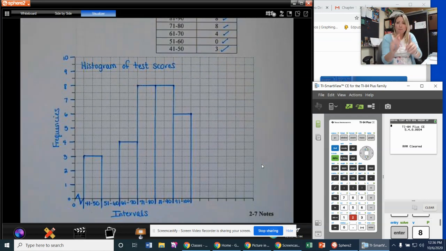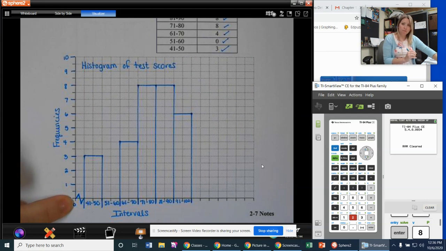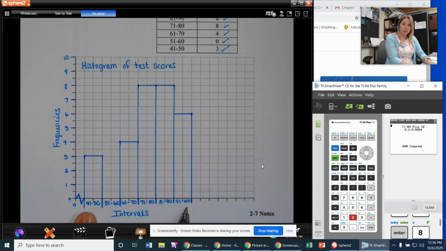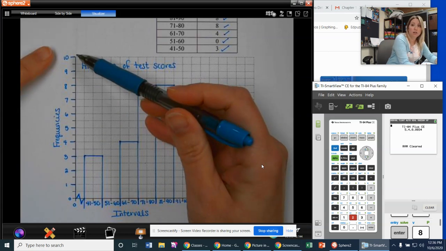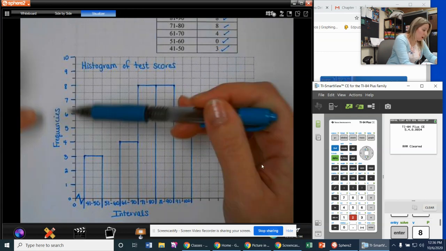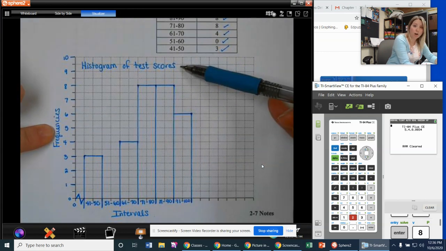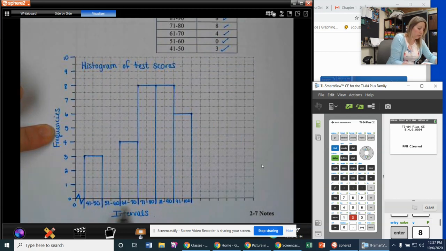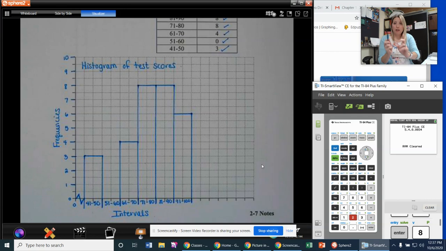Okay. My intervals didn't start at 0, so I have a break. My intervals are all the same width. Okay, my bars are touching. This is technically touching because there's just 0 data values in this interval. Okay, that's still touching. My frequencies are on a scale that fit all of my frequencies for my data. I've labeled, I've titled. Each interval is labeled. My bars were created with straight edges. That's how I create a histogram.